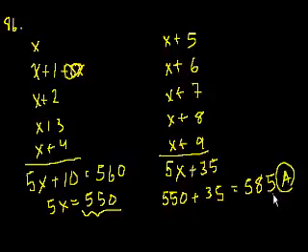And the trick here to being able to do it fast is just to recognize that you didn't have to solve all the way for x, that you could reuse this 5x when you took the sum of the next 5.